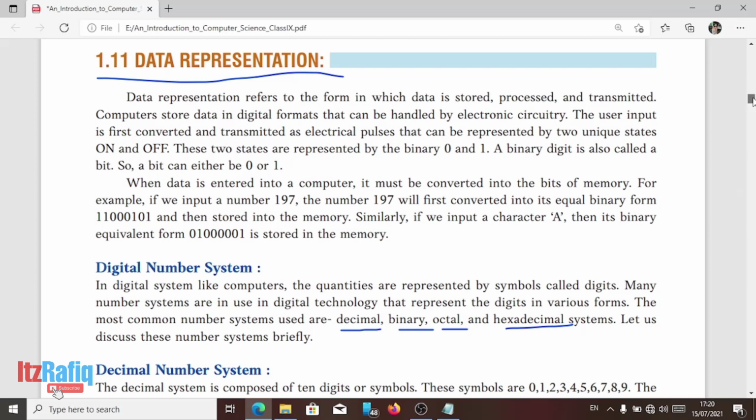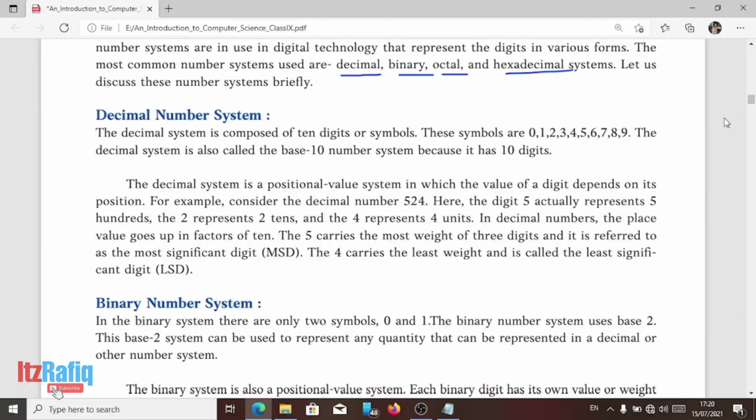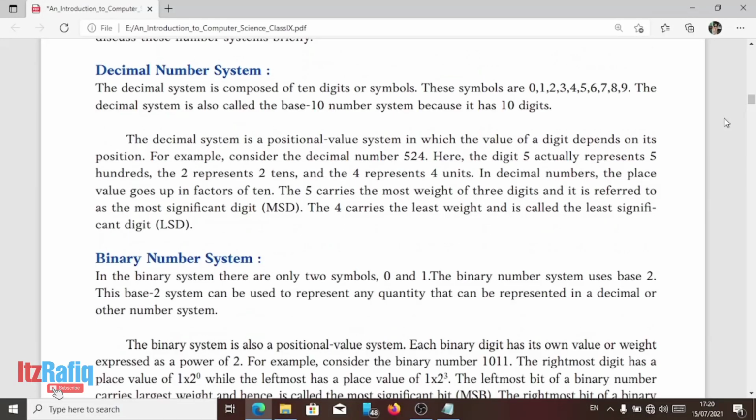Now let's talk about the decimal number system. The decimal number system is composed of 10 digits or symbols. These are 0, 1, 2, 3, 4, 5, 6, 7, 8 and 9. This is also called the base 10 number system. The decimal number system is positional value based, which you already know from maths: 1s, 10s, 100s, etc.